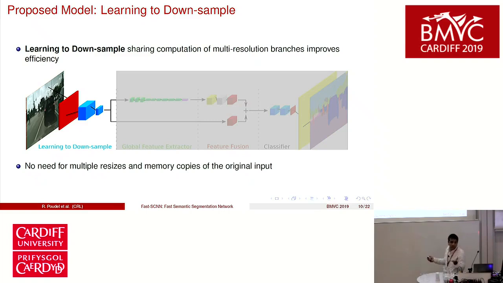Right? That's a common trick in a deep neural network anyway. It's nothing new. So these three, that's the idea of downsampling. It's very simple. No complexity.